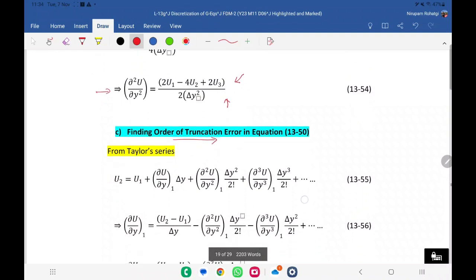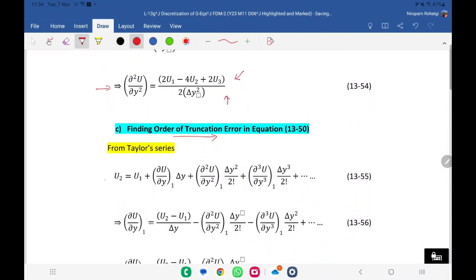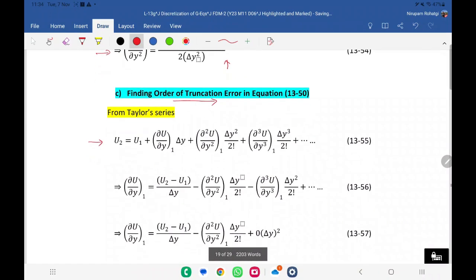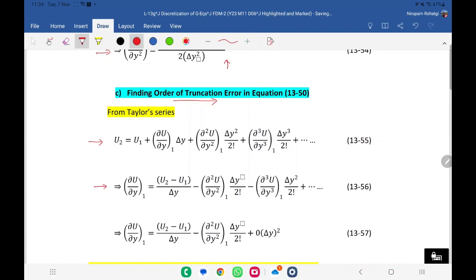So how do we do it? If we solve this, this is from Taylor series, and if you write the equation in this form, you get this, and from here if you truncate here at this point, truncation error is of order equal to del y square. Order is 2. Right?